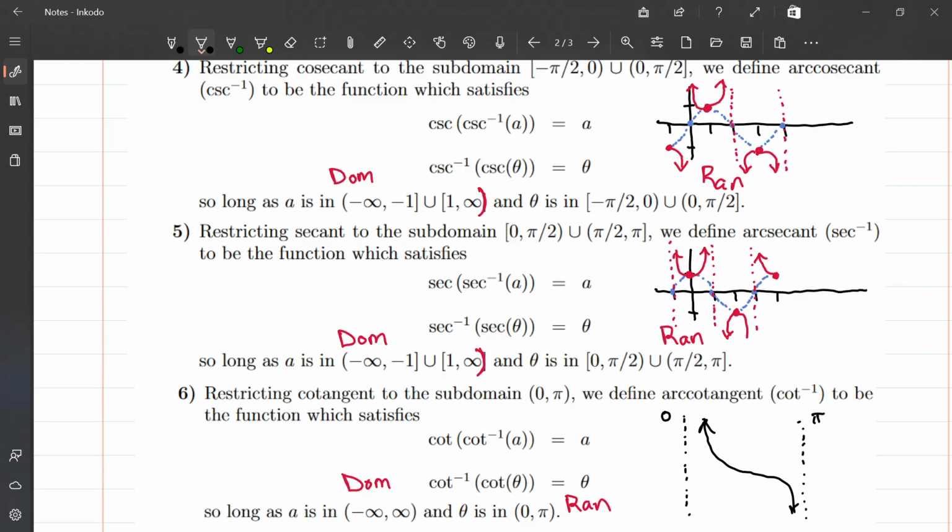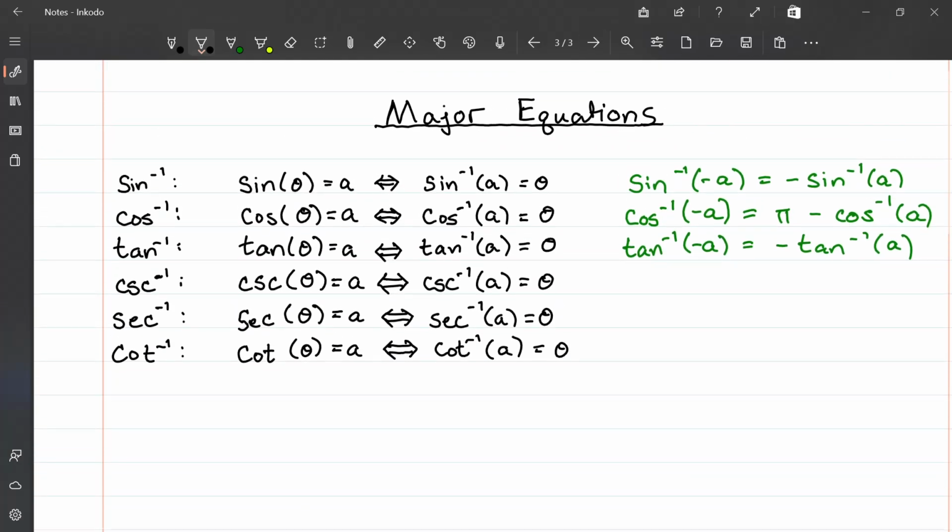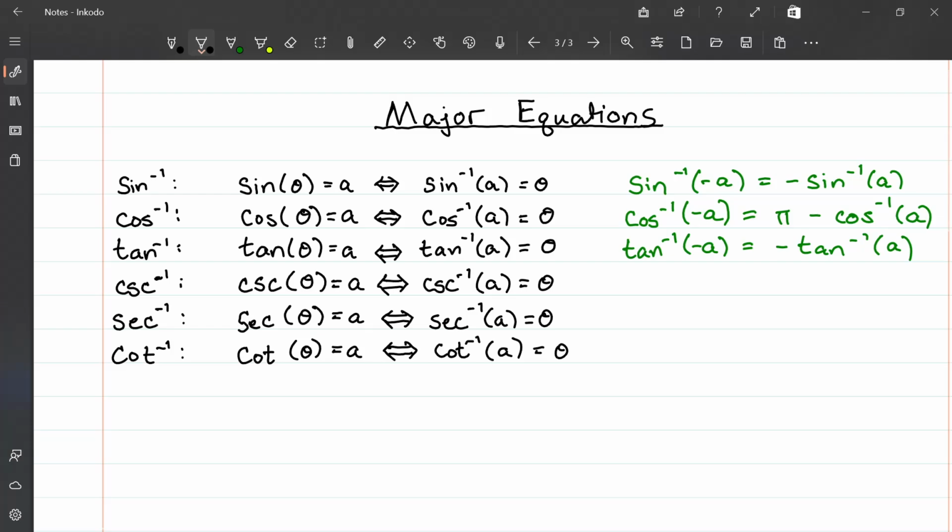Now, at this point, we are almost ready to do examples, which is, of course, the thing we want to do most. But before we do that, we have one more page of information we need to go over, and it's just to prepare you for the examples. I have some major equations for each of the 6 inverse or arc trig functions. Now, at this point, I would say just pause the video and write them all down so you can refer to them later. I will also say to you, these are not the only ones.